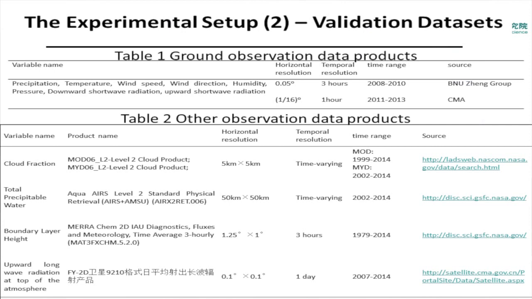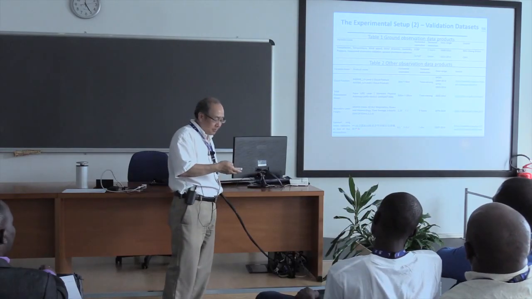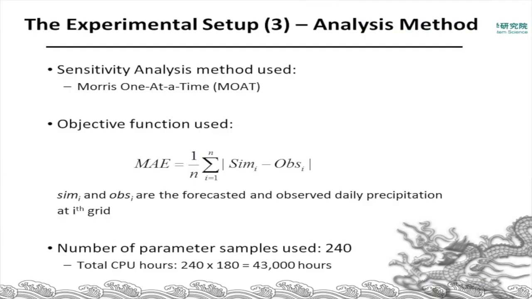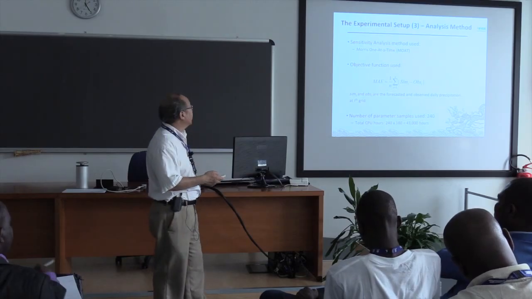We also use some data to help us understand the sensitivity, including conventional data and also the cloud fraction, total precipitable water, boundary layer height, and upward longwave radiation at the top of the atmosphere. We use the Morris method for the sensitivity analysis, and the objective function is the mean absolute error of the simulated output against the observation. For the Morris method, we need 240 model experiments, so you talk about 43,000 CPU hours to complete the sensitivity analysis.